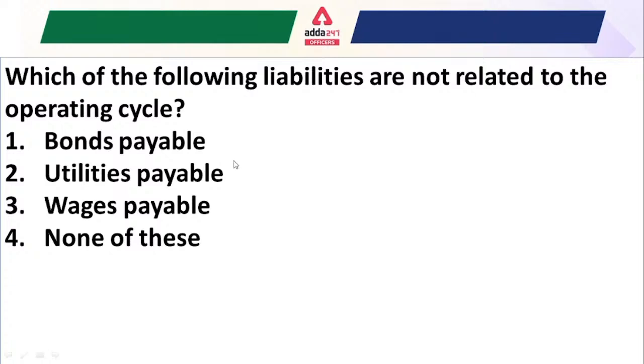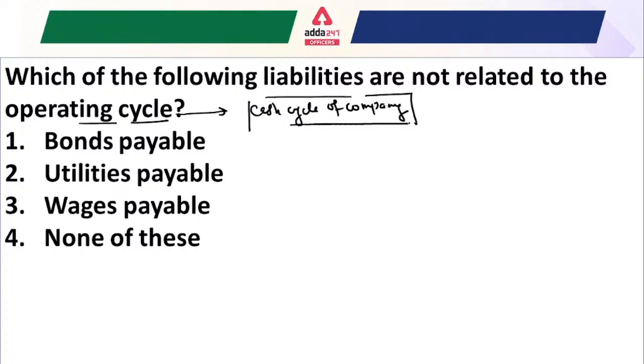Next question: which of the following liabilities are not related to operating cycles? The one word that is very important to understand is what we understand by the operating cycle. The operating cycle is also known as the cash cycle of the company. That is very important to understand.